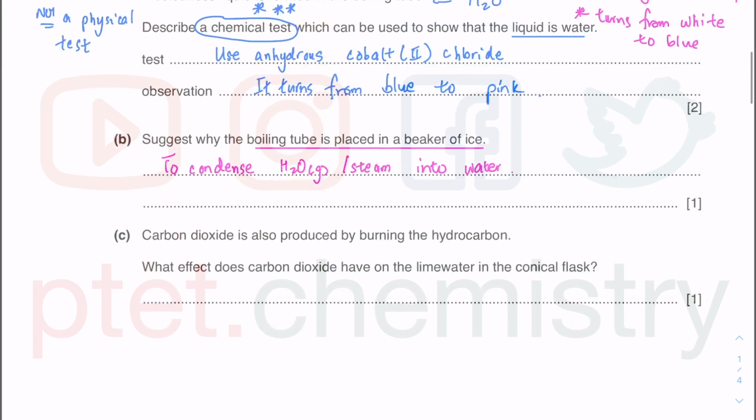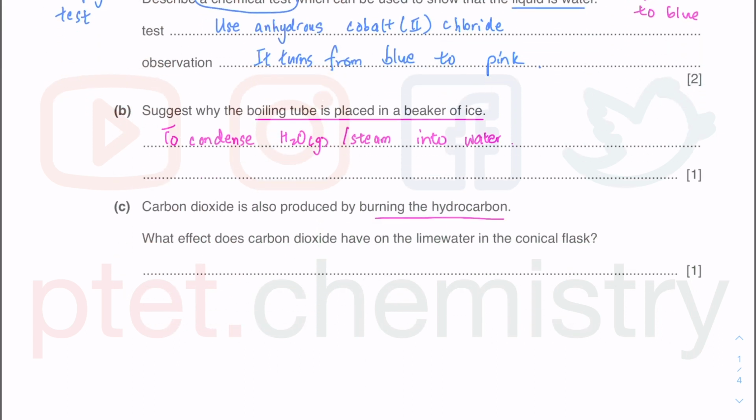Carbon dioxide is also produced by burning the hydrocarbon. As I said, this is a combustion reaction. Complete combustion, meaning you have enough oxygen. Complete combustion of hydrocarbon will give you CO2 and H2O. What effect does carbon dioxide have on the lime water? It will turn lime water milky or cloudy.